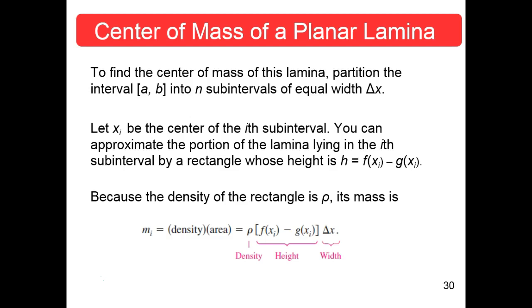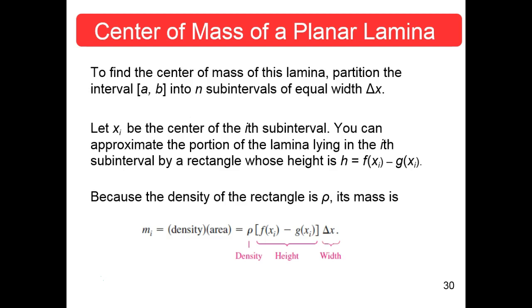That's going to be what delta x is. Let x sub i be the center of the ith subinterval. The ith subinterval is somewhere out there, and x sub i is the center of it. You can approximate the portion of the lamina lying in the ith subinterval by a rectangle whose height is f of x sub i minus g of x sub i, just like we did before. That's the height.